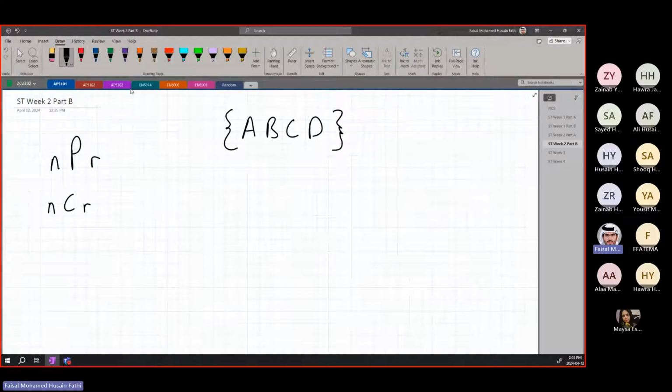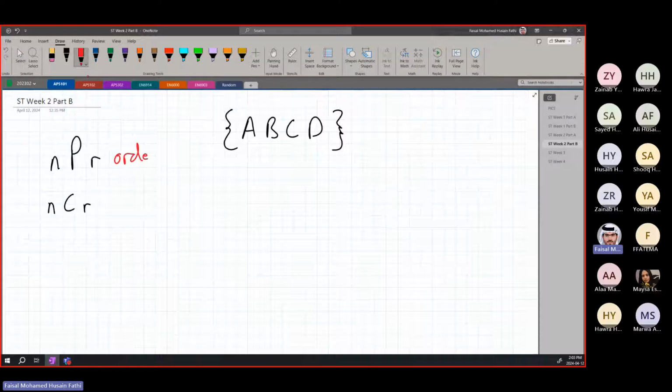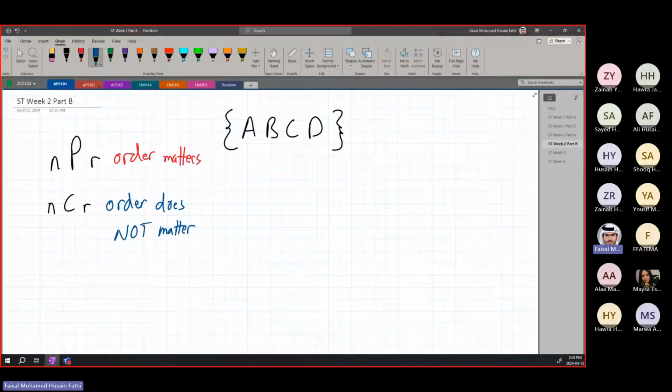Now we want to choose from these letters. So we have two things. We can either choose in permutation form or combination. But what does that mean? In permutation, when we choose these letters, the order matters. This is the most important thing. This is the main difference. Here, order matters. Here, order does not matter. For example, if we're looking at all of this, for A, B, C, D, the NCR will be equal to 1. And I'll explain that in a little bit.